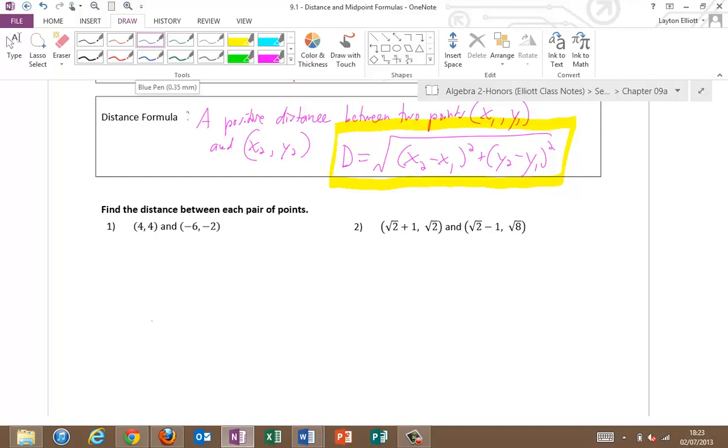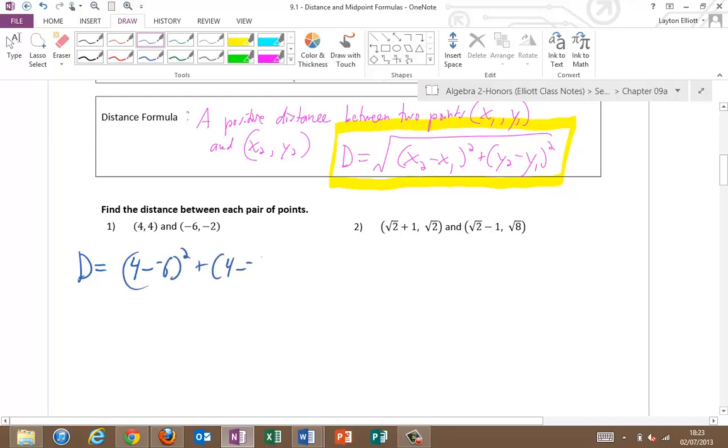Here's some practice. If I say that the distance between these points is my change in x, I can do a change in x of 4 minus a negative 6 squared, plus my change in y, which is 4 minus a negative 2 squared, and then all square rooted. 4 minus a negative 6 squared is 4 plus 6 squared, which is 10 squared, plus 6 squared. 10 squared plus 6 squared is 136.